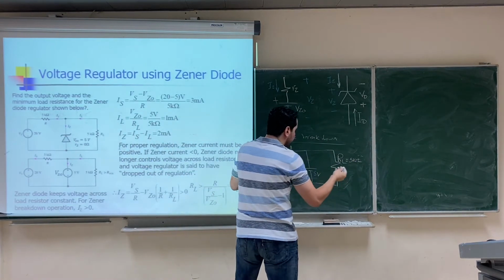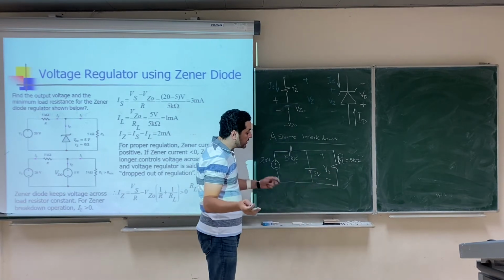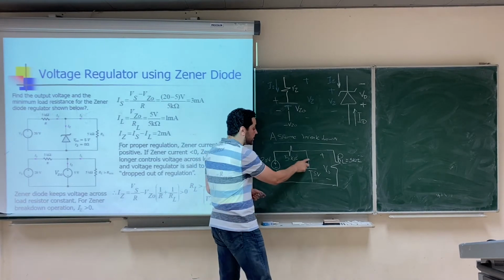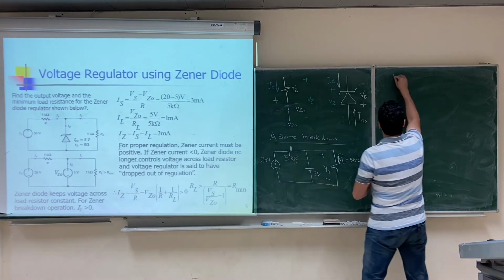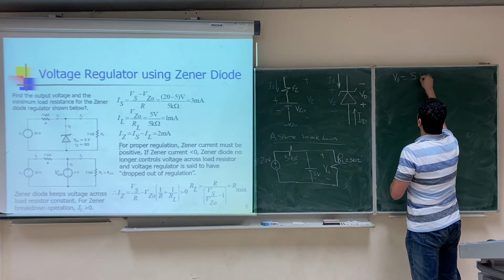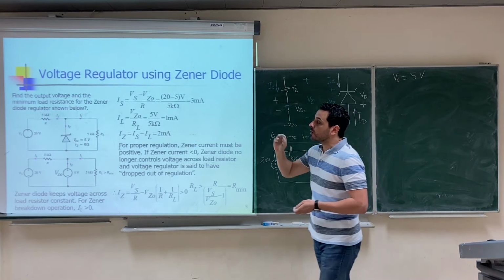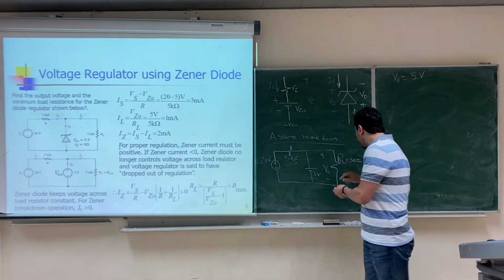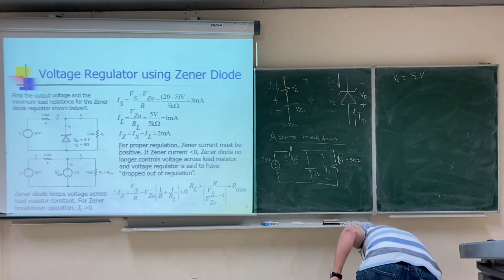So we need the output voltage. The output voltage is the voltage across the load, right? As you see here, the voltage across the load will be 5 volt because we don't have a resistance here. We have only a battery between these 2 points. So the output voltage will be a constant 5 volt. Now, the second part of the question is asking you about the minimum load resistance for the Zener diode, the minimum value of this load resistance.